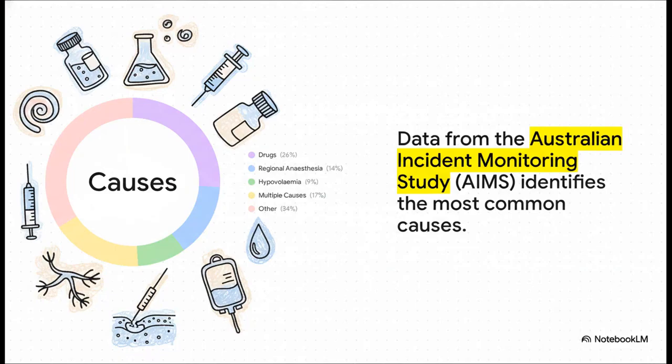This data comes from the Australian Incident Monitoring Study, and it gives us some huge clues about where to look first. What's the number one cause? Our own drugs, at 26% of cases. Right behind that is regional anesthesia. The takeaway here? The first place to look is always at what you, the anesthetist, have just administered.